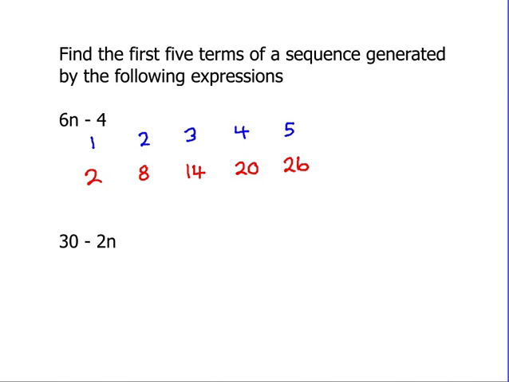Next one, and this sequence will be slightly different from the previous ones. So we want the first 5 terms. This time I've got 30 take away 2 lots of n. So that's 30 take away 2 times 1. Now I have to work this bit out first. 2 times 1 gives me 2. 30 take away 2 is 28.